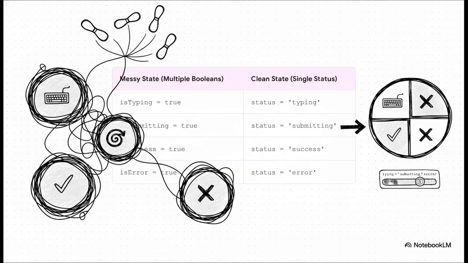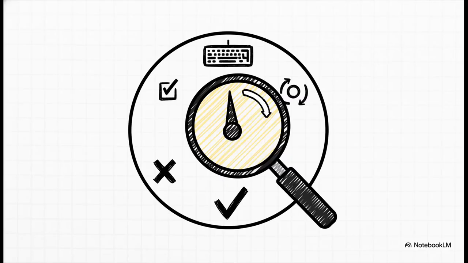This is huge. And the result of this? Well, now your component can only be in one valid state at any given time. This makes your code so much more predictable. If you want to know what the UI is doing, you just have to look at one single variable, status. And guess what? Debugging becomes an absolute breeze.